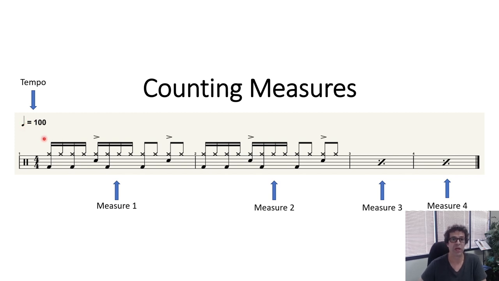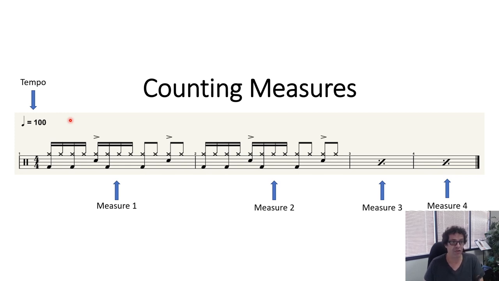The quarter note equals 100. So our quarter note is our beat. We have four beats per measure, and that was represented by our top number here, but this means 100. What does that mean? That means that the quarter note is going to play 100 beats per minute, okay?